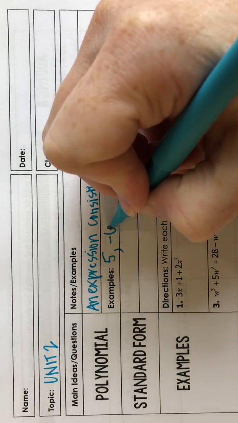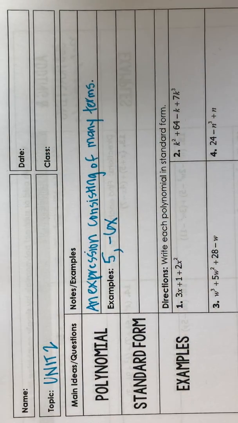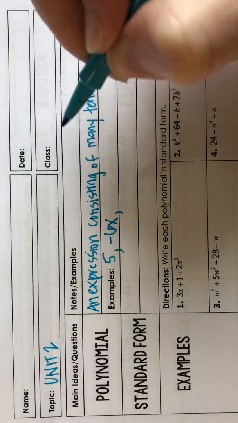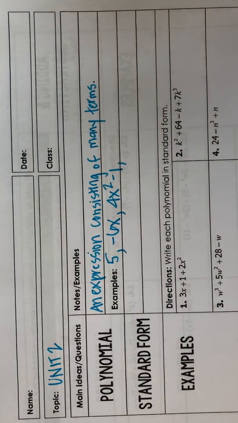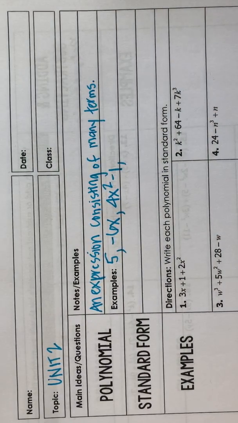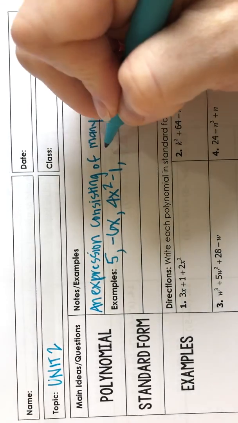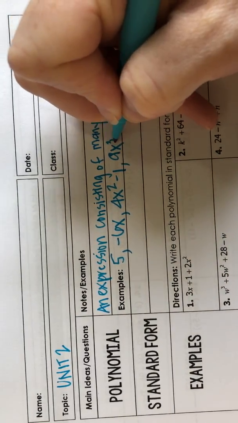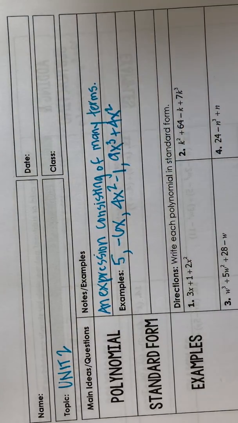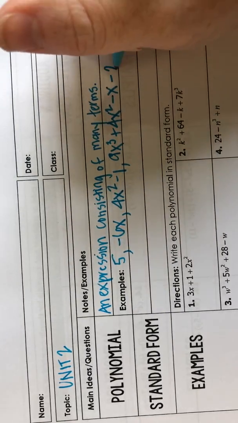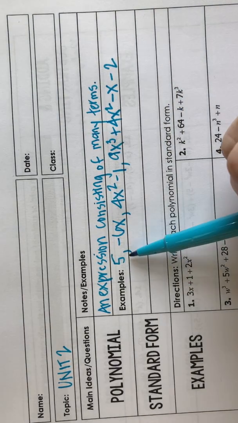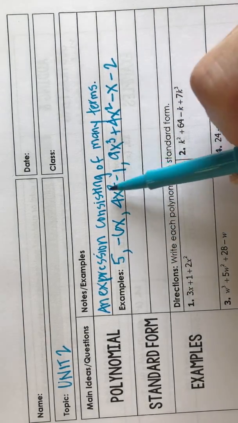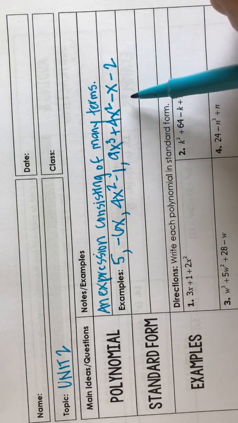I also could have the example negative 6x. I could have the example of 4x squared minus 1, which actually is a difference of squares and could be factored if we were asked to. And then last, another example, we could have 9x cubed plus 4x squared minus x minus 2. Now this one has a lot more terms than the others. This one had 1, this one had 1, this one had 2, and this one actually had 4 terms.